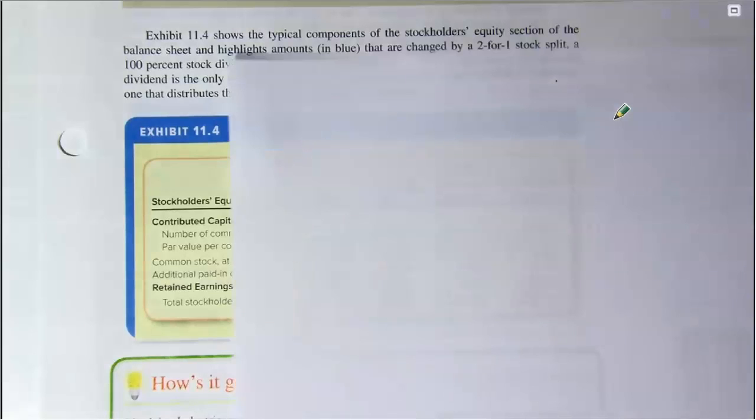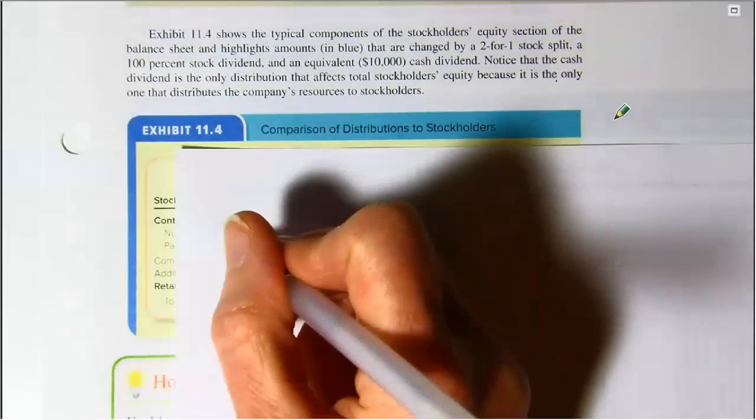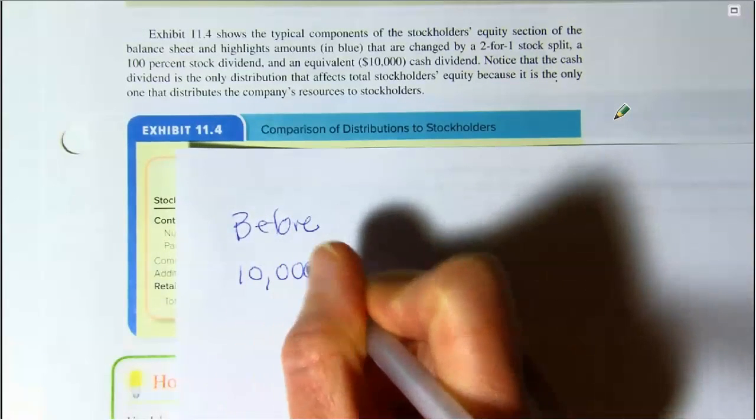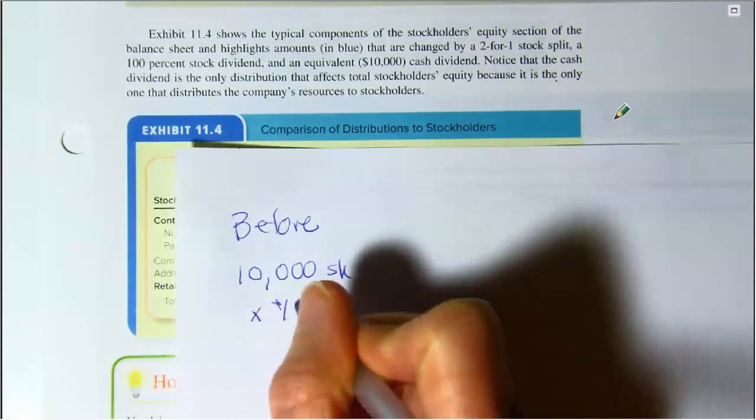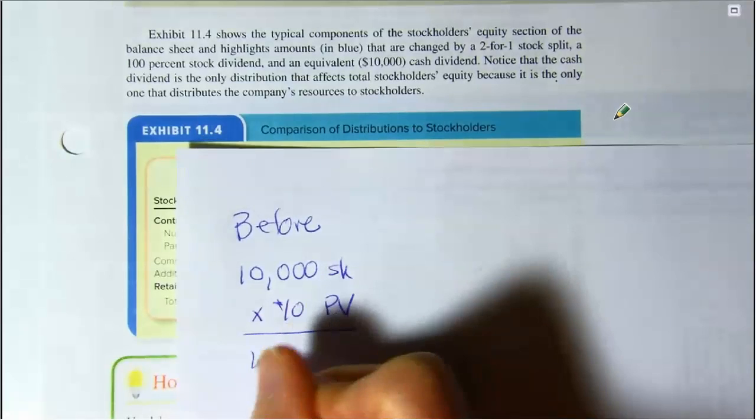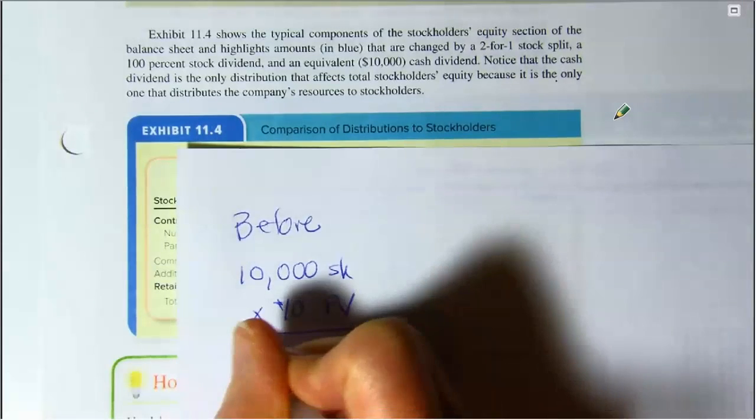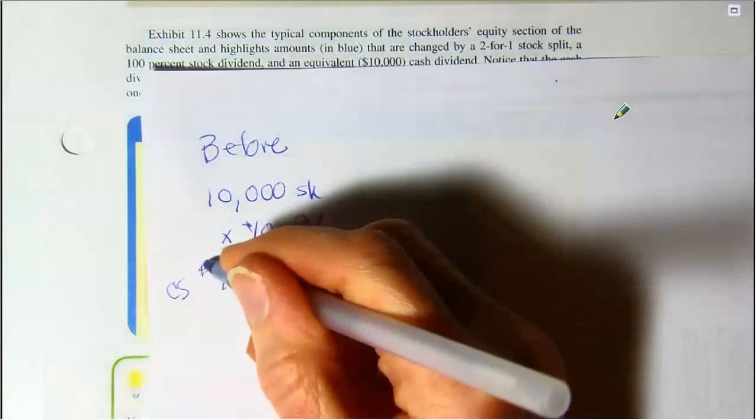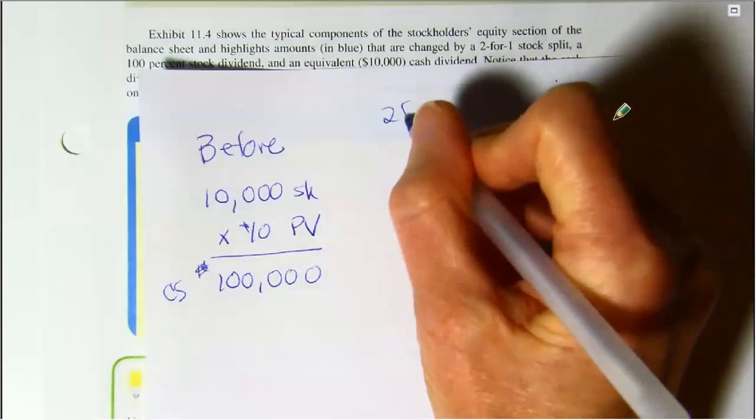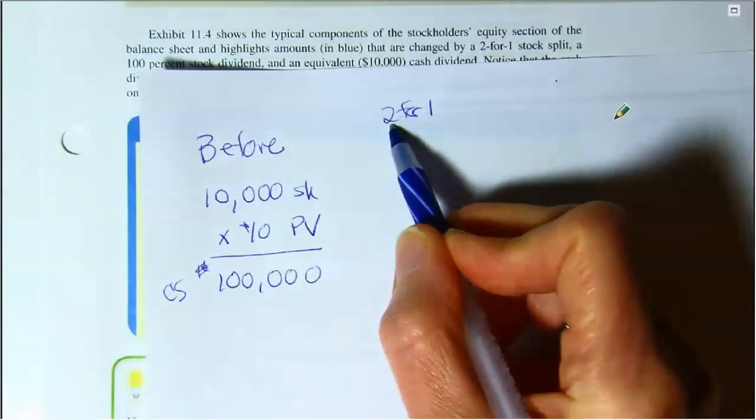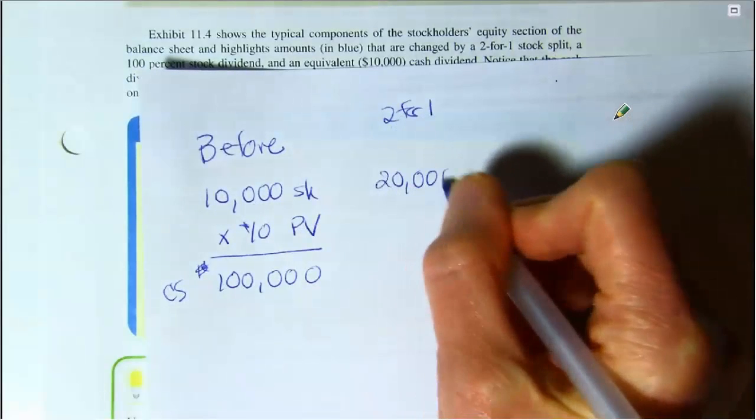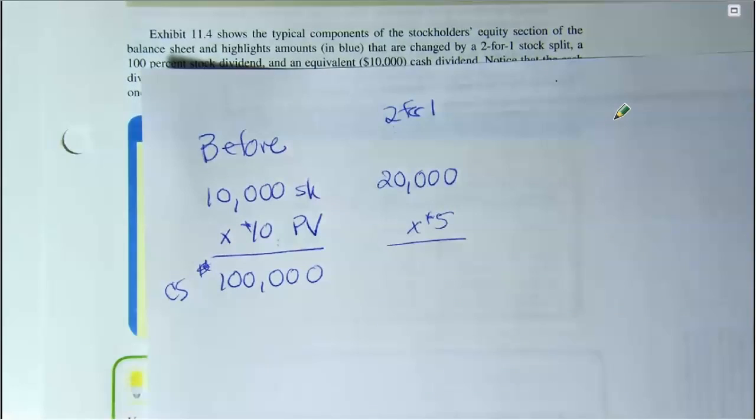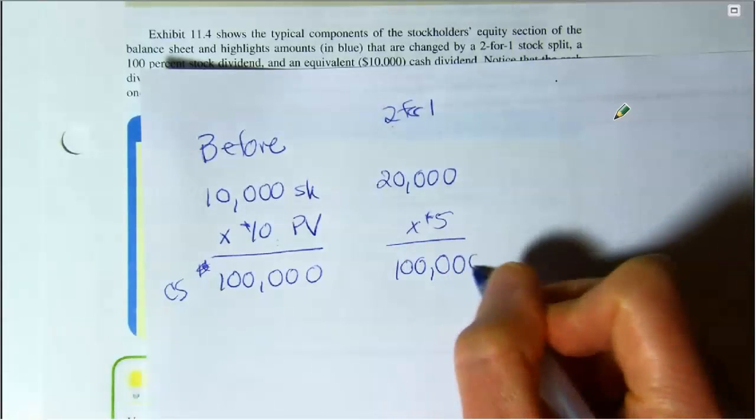Let's use another example here. Let's say the before situation is 10,000 shares times a $10 par value gives you $100,000 in common stock. Okay, that gives you total common stock at par value. And so if it's a 2-for-1, take the 10,000, multiply by 2, you have 20,000 shares. Take the 10, divide by 2. When you multiply it out, it still comes to 100,000 in common stock.